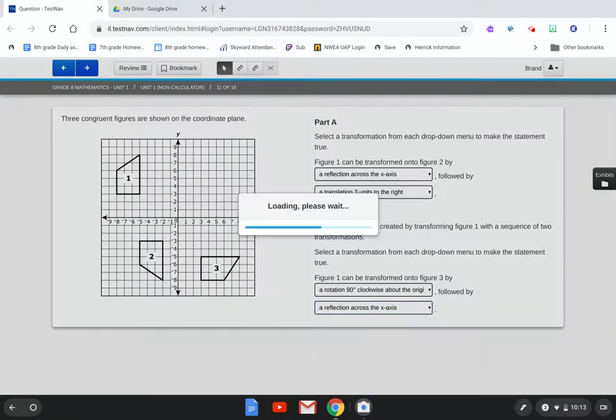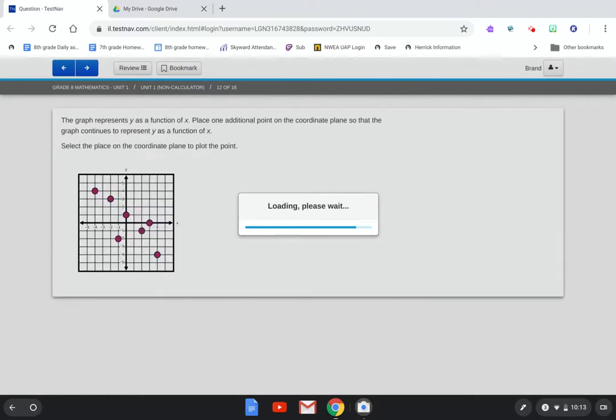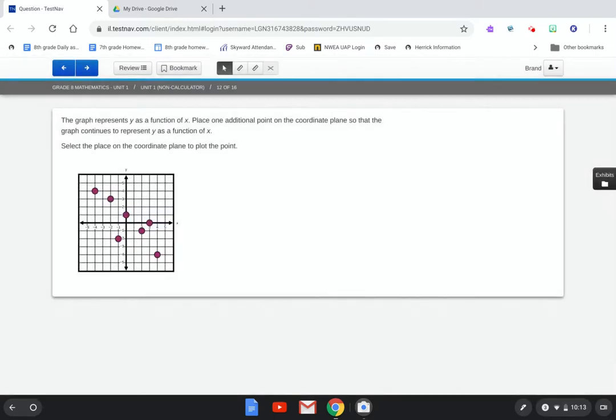All right, moving on. I know this is long. If you don't have to watch the whole thing, it's one of those if you just wanted to go over it. The graph represents y as a function of x. Place one additional point on the coordinate plane so that the graph continues to represent y as a function of x. A function is where every input, your x values, only goes to one output. Outputs are your y values.